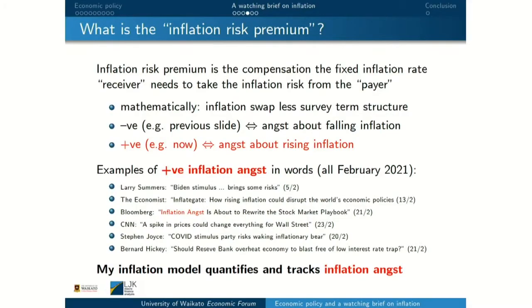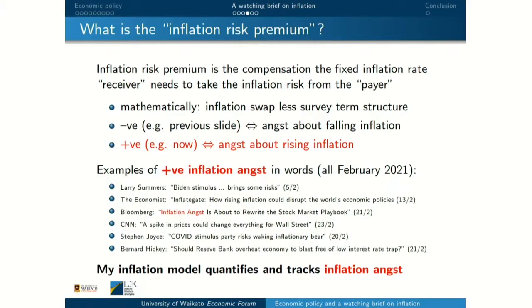What is the inflation risk premium? I've talked about it a little bit already. It's essentially the compensation that the person who takes the fixed leg of the inflation contract needs to get for taking on the risk that inflation, realised inflation, could go anywhere, and therefore they need to be compensated by the other side of the swap contract party to take that risk on. And mathematically, you can think of the inflation risk premium as essentially being, if we've got the survey term structure, we can compare that to the swap, the inflation swap term structure, and the difference between those is going to give us the risk premium.